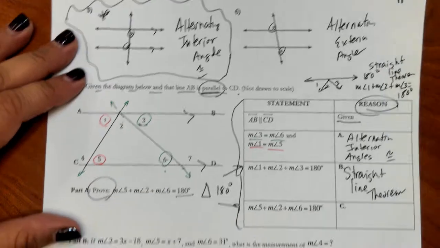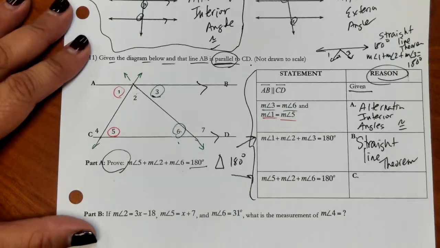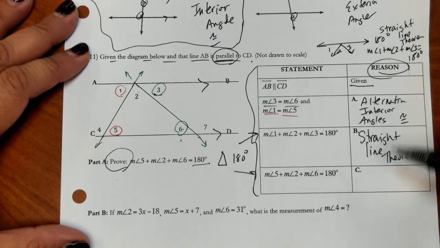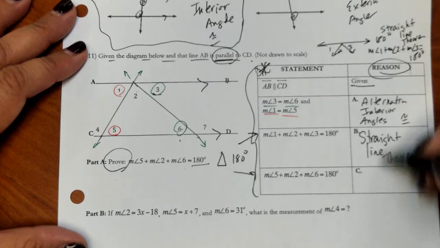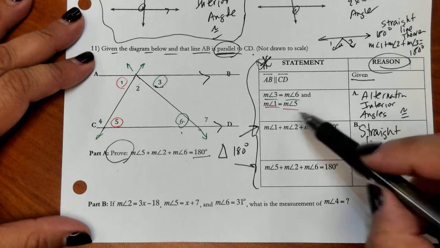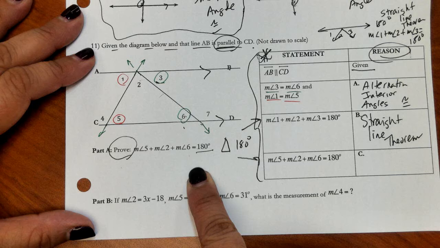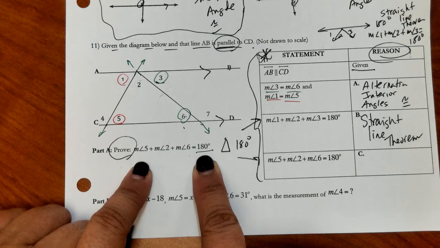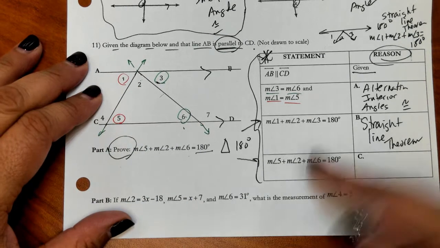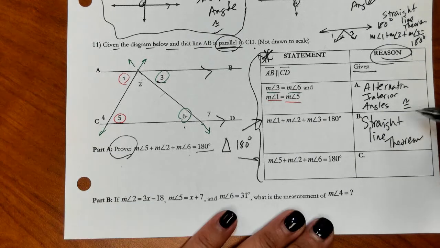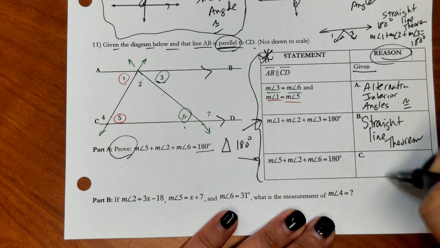Okay, and you will be seeing this on your quiz as well as your exam. So you do need to memorize this. And that's all you have to do is memorize it, because there's nothing going to change except maybe the diagram with different numbers. Okay? Because when you prove that triangle is 180, this is the same proof every time. Now, how do you get from here to part C?